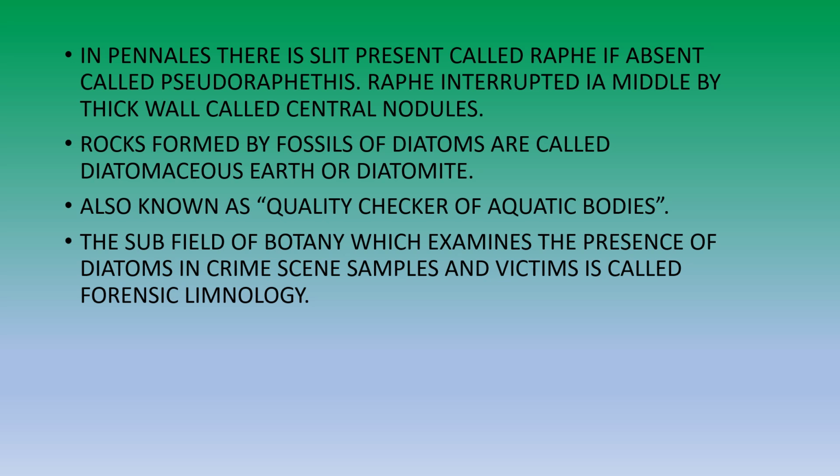As we have earlier discussed, diatoms are of two types, the pinnalis and the centralis. In pinnalis, there is a slit present, and this slit is known as the raphe. If the slit is absent, those diatoms are referred to as pseudopinnalis. The raphe is interrupted in the middle by a thick wall called central nodules.